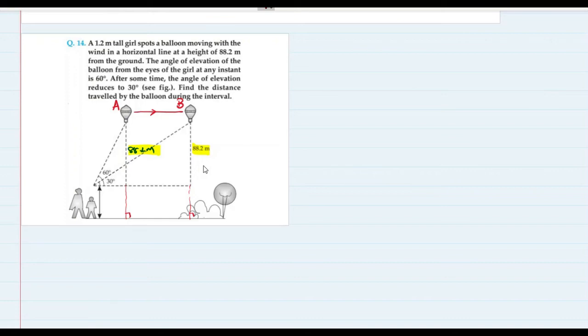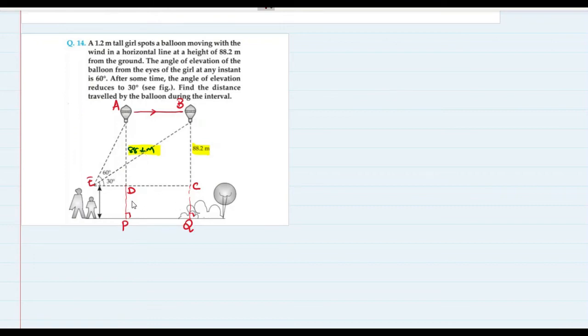Now time interval is not known. We have to find the distance AB. Okay, let's name few triangles which I can see over here. This is point C, D, E. Okay, so this is what we know about. Now, one more thing I would like to tell, that the height, and let me name these 2 points P and Q. AP and BQ is 88.2.